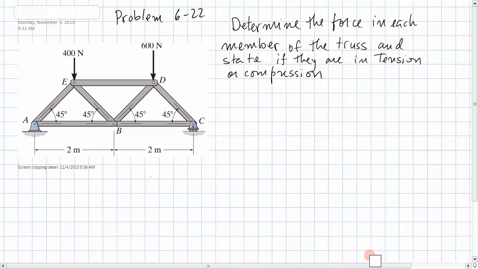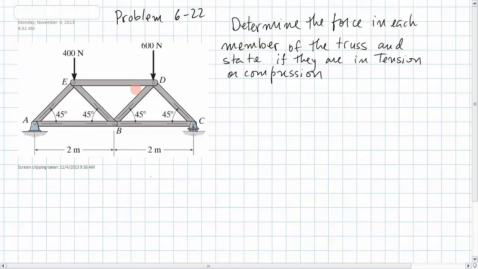Okay, this is problem 622, the problem that we sketched in class today, and we are going to go through the detailed solution right now. So the problem is, you're asked to find the forces on each one of the members on this truss here and state whether they are in tension or compression.